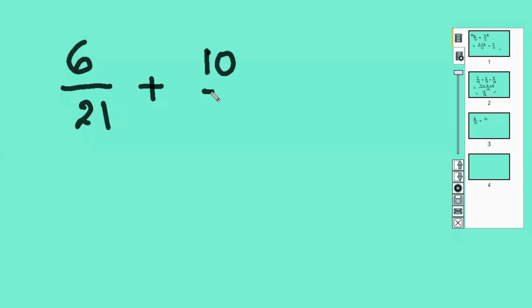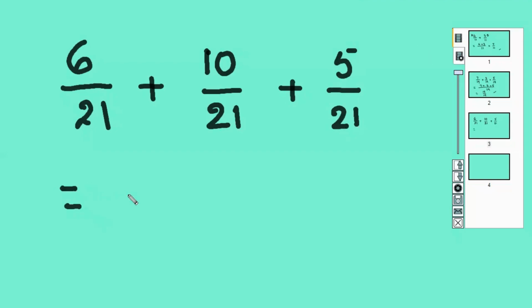Let's do an interesting one. Say 6 out of 21. Then we take say 10 out of 21, and say 5 out of 21. So how do we do this sum? Since the denominators are the same, we simply write down the denominator over here, 21. We don't write 21 plus 21 plus 21. We do not write this.